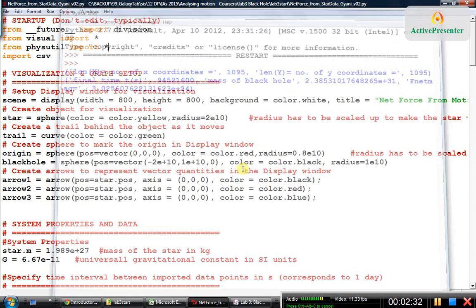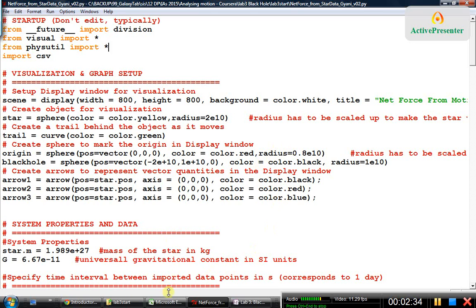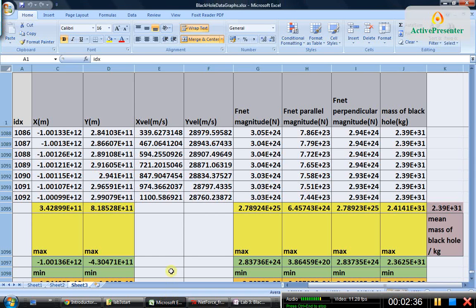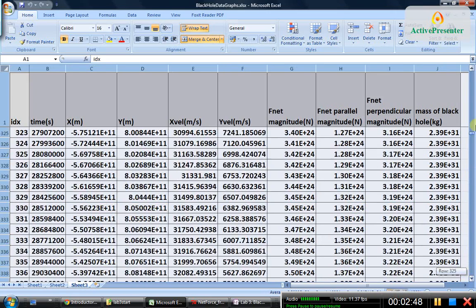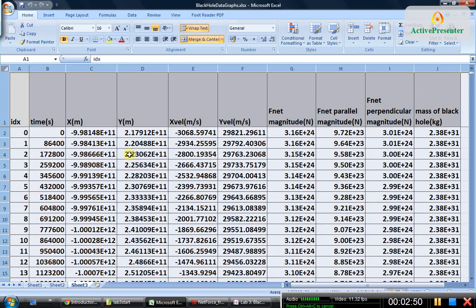Now let's look at the data generated by the program in the form of a CSV file. I've already copy pasted it in a spreadsheet. I generated its position coordinates at each instant of time. It generated a total of 1095 values. The index number which I used to step through the data points is shown here.